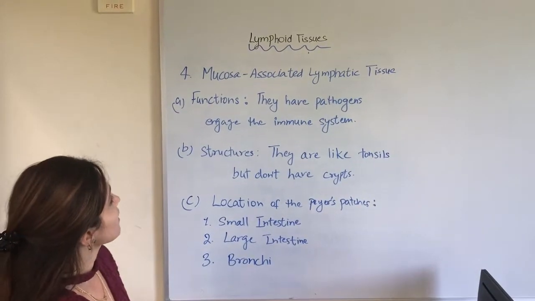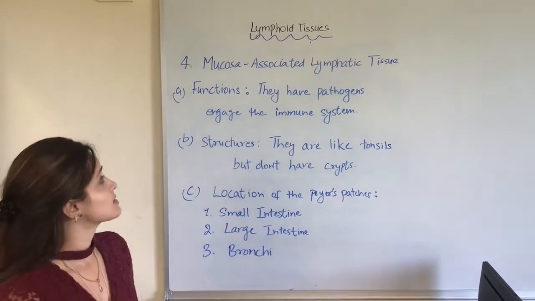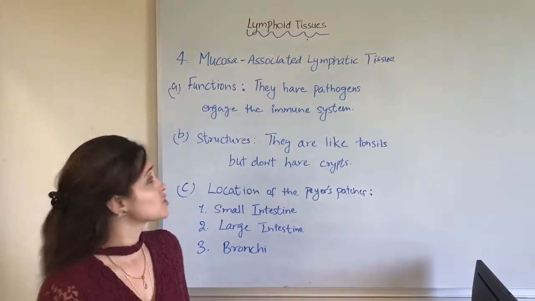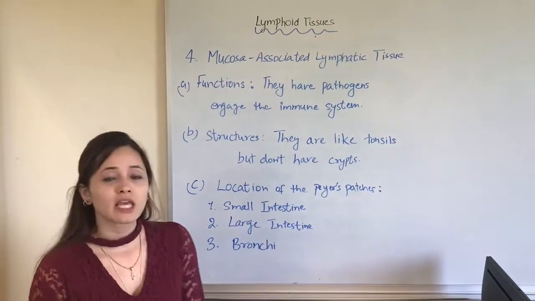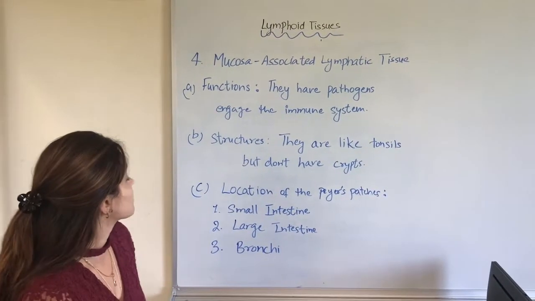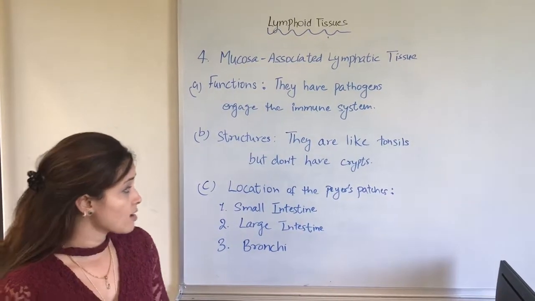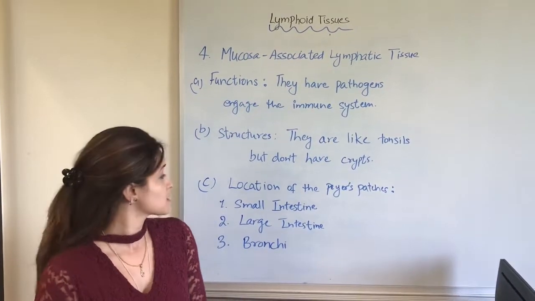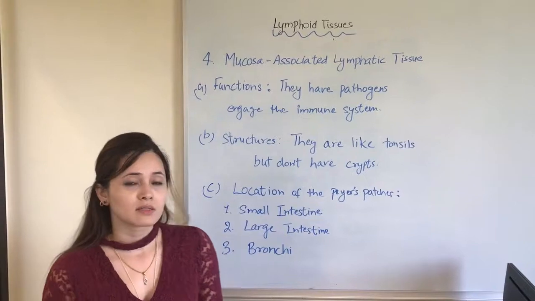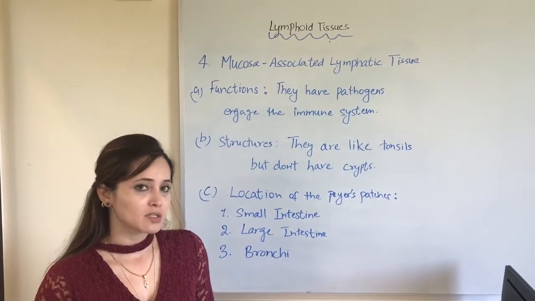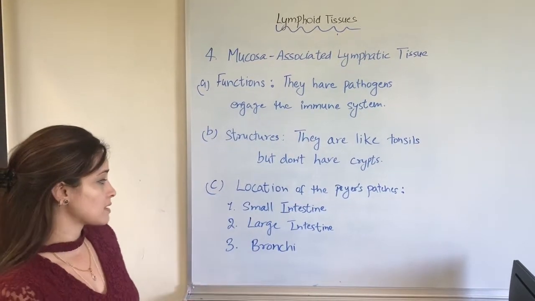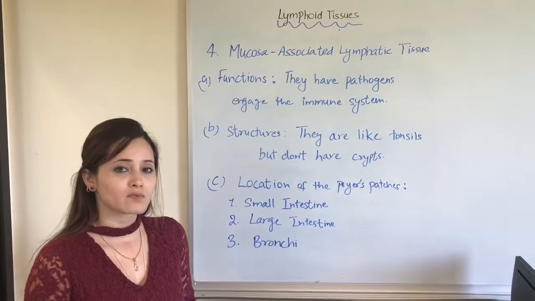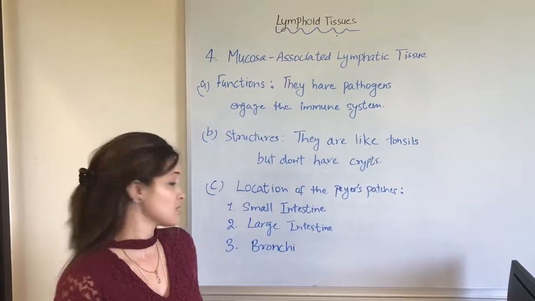The last lymphatic tissue we're going to talk about is mucosa-associated lymphatic tissue, and their function is they have pathogens that engage the immune system. Then the structures: they are like tonsils, but they don't have crypts, and their locations, they are called Peyer's patches, but in other ways they call them nodules, but it's because they are in the small intestine and large intestine that they are called Peyer's patches.